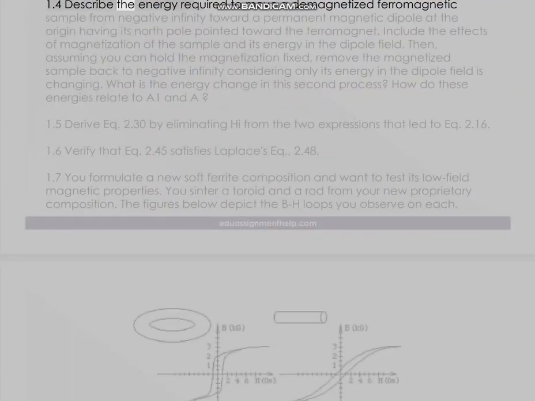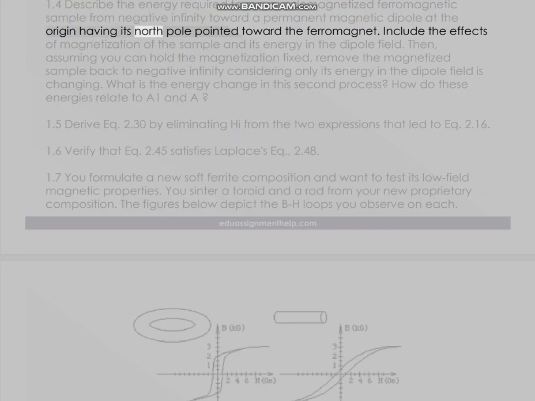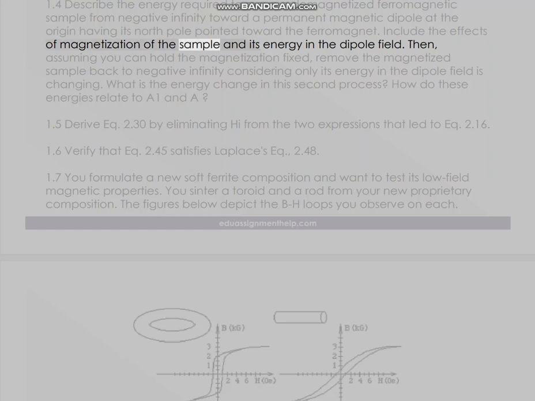1.4. Describe the energy required to move a demagnetized ferromagnetic sample from -infinity toward a permanent magnetic dipole at the origin having its north pole pointed toward the ferromagnet. Include the effects of magnetization of the sample and its energy in the dipole field.